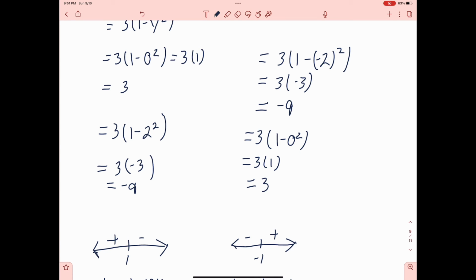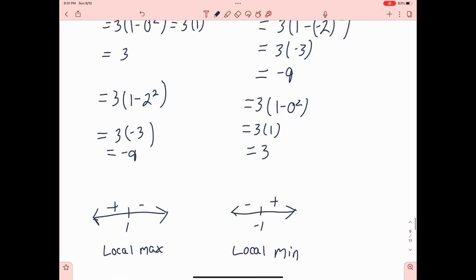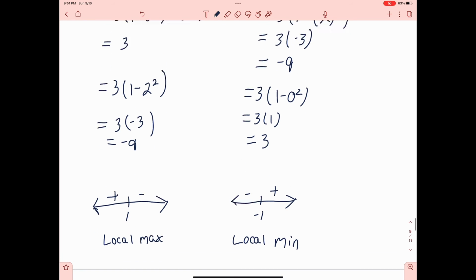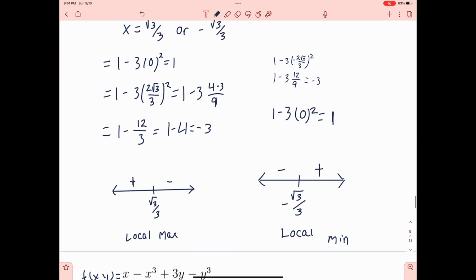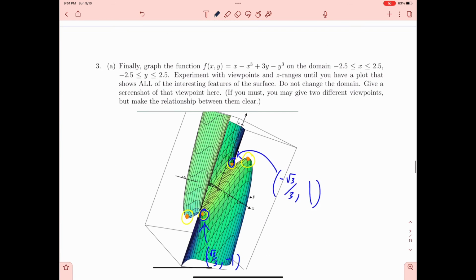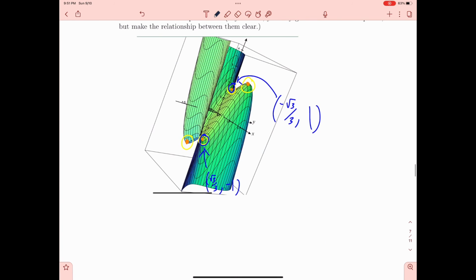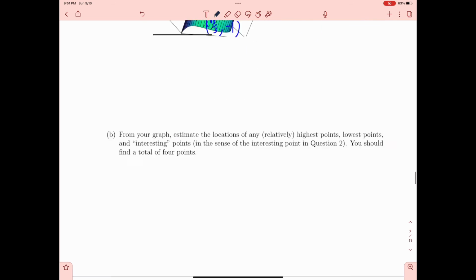We do the same thing with negative 1, where our value less than would be negative 2, and our value greater than would be 0. Negative 2 would give us negative 9, and 0 would give us 3. The value less than would be negative, and the value greater than would be positive, meaning negative 1 is a local minimum. So going back up to this graph, we now know some of the values. The two shown in blue are both critical points, however they are not the local max or the local min of the function.